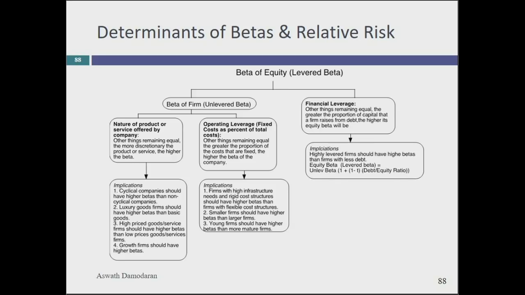So I'm going to give you the way I differentiate across companies. The more discretionary the product or service you offer as a company, the higher your beta will be. You know what I mean by more discretionary? If your customers can live without your product, they can delay buying it, they can defer buying it, you will have a higher beta than if you're producing a product that they have to have.